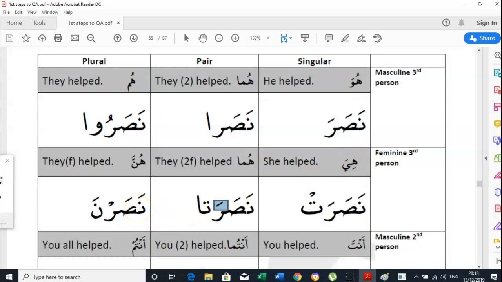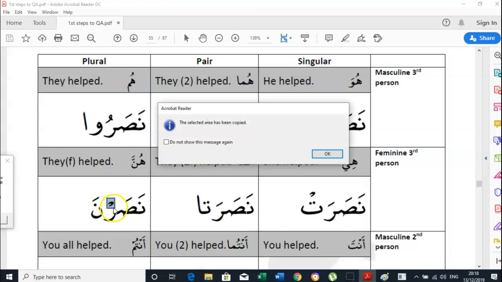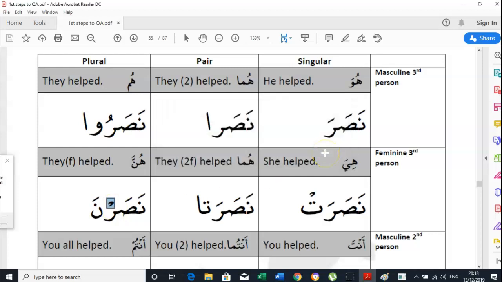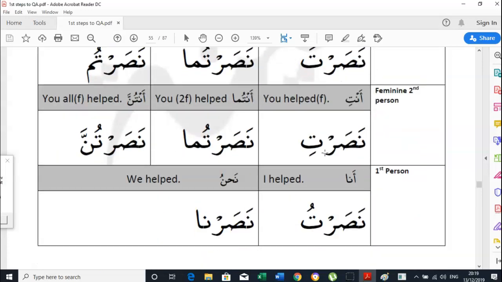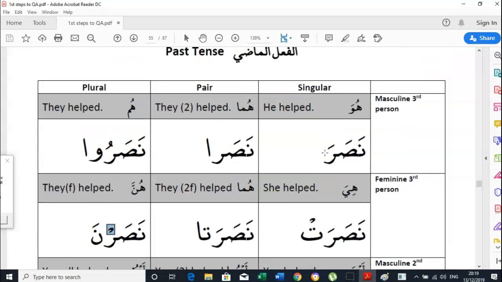Okay, for the next 7, the 6 others, the ra has a sukun till the end. Hunna nasarna, anta nasarta, antuma nasartuma, antum nasartum, anti nasarti, antuma nasartuma, antunna nasartunna. Then ana, nasartu, that's something you just have to remember. And nahnu nasarna. And you should know the meaning of these as well.